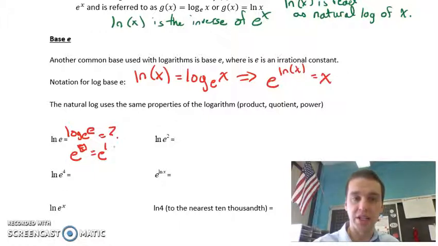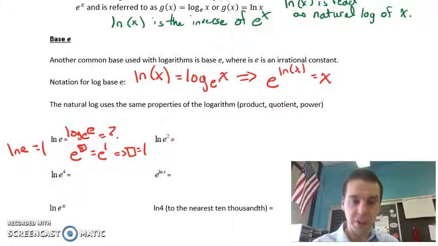Well, e to the blank equals e to the first. We know that ln of e equals 1, since it has to be 1. Let me write it like this. We know that this blank equals 1. So we know that ln of e equals 1.